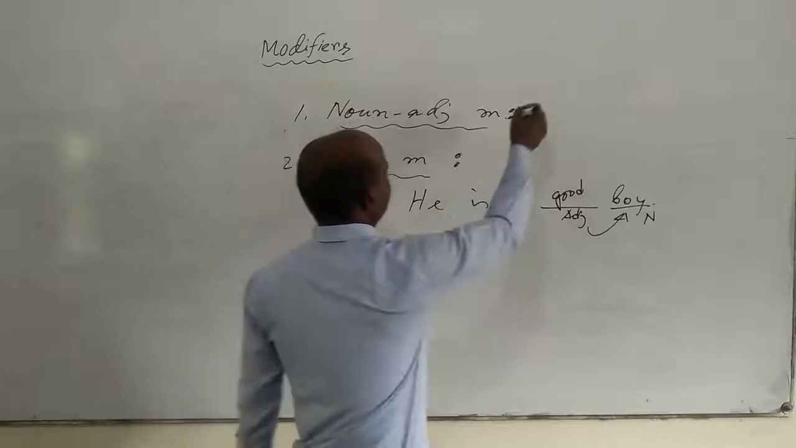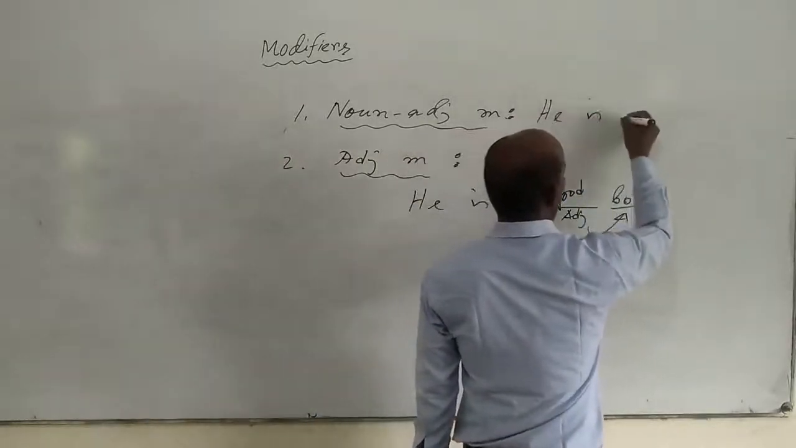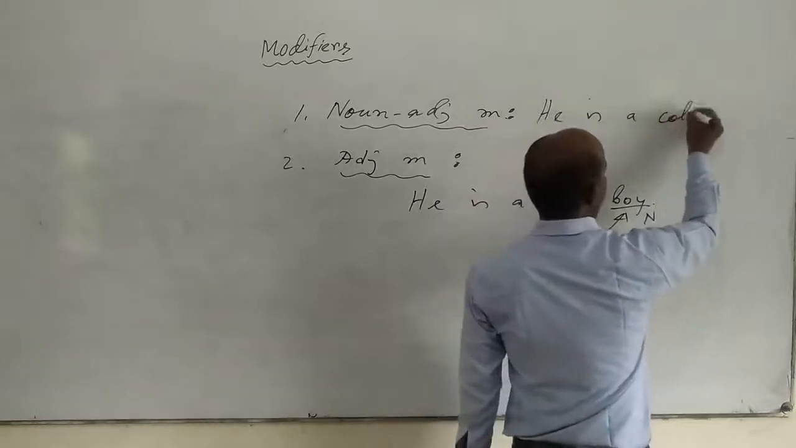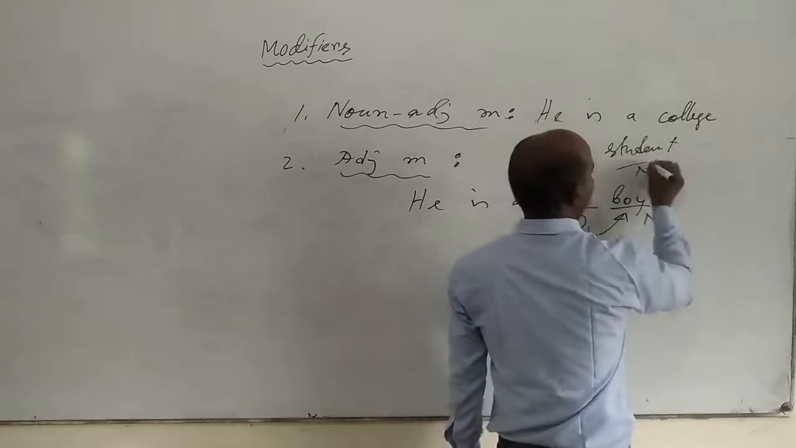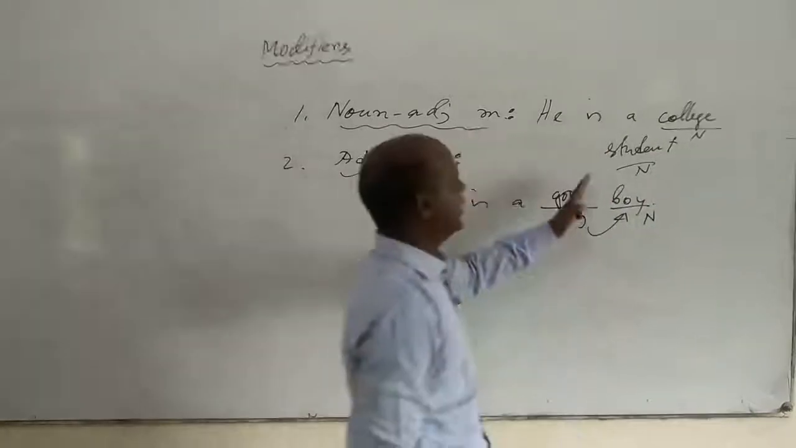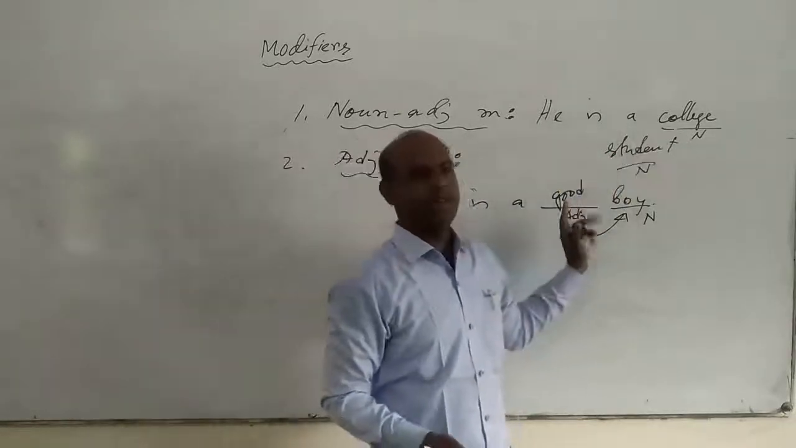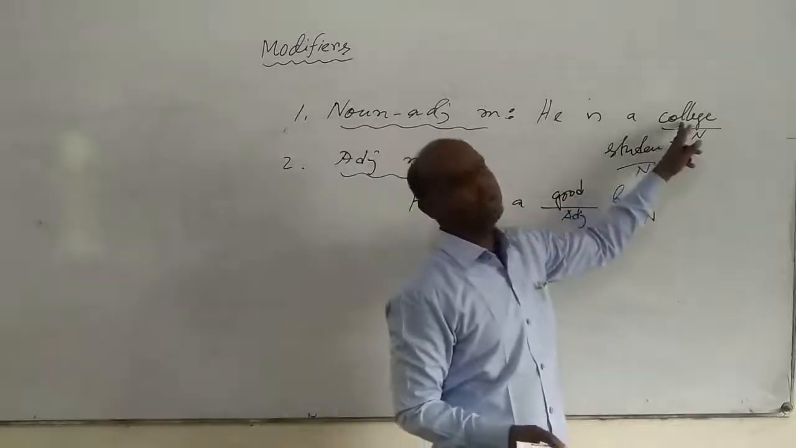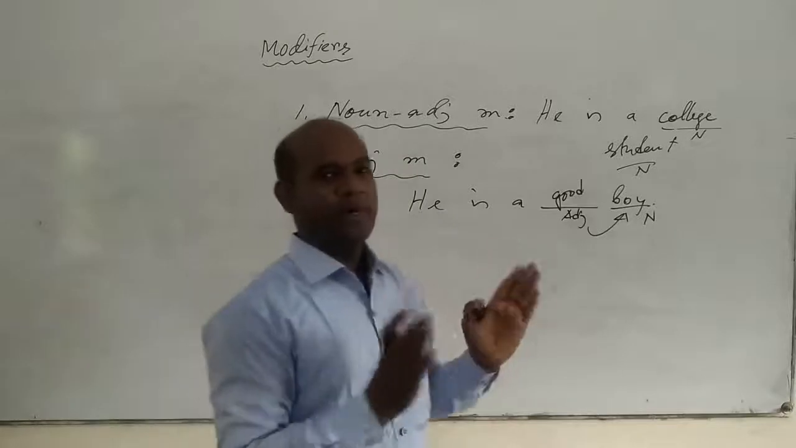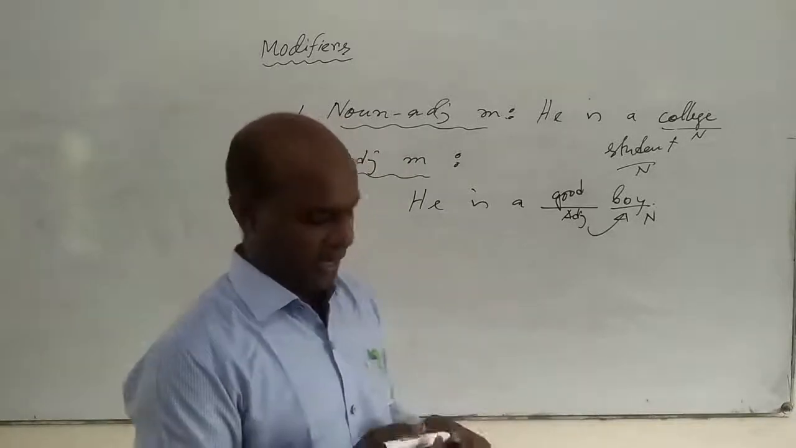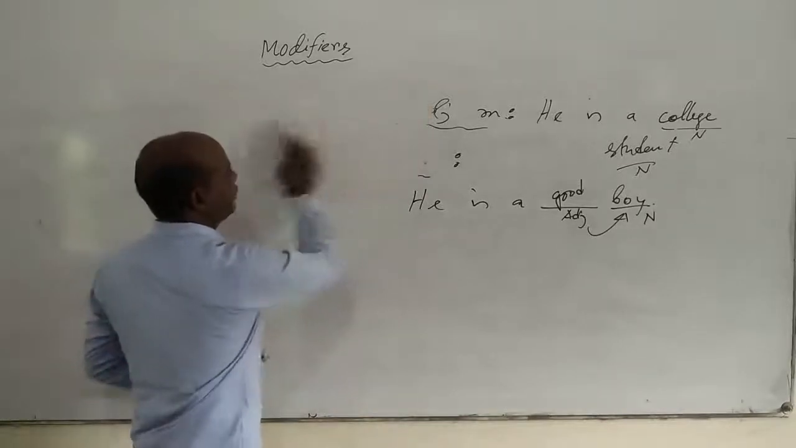But above we see, he is a college student. Student is a noun, college is also a noun. So we can differentiate this word and this word. This word is an adjective and this word is a noun. So we have to know what a noun adjective is and what an adjective is. Now we go to number three.